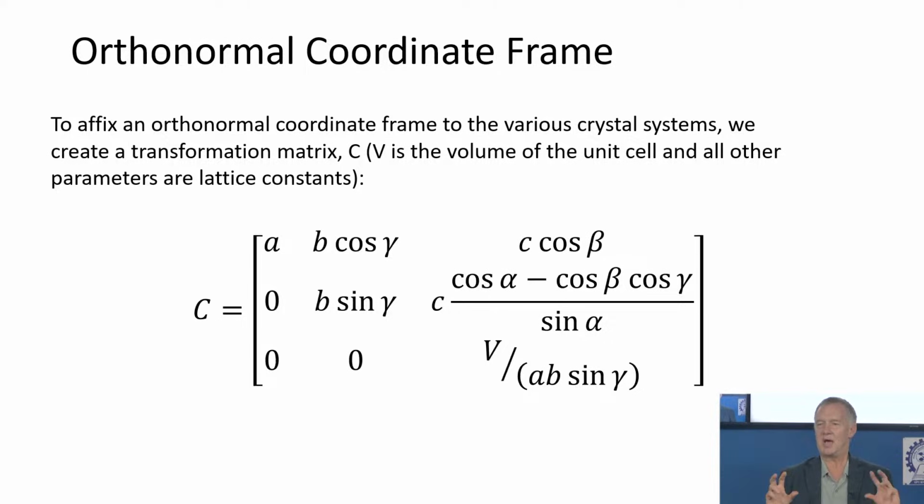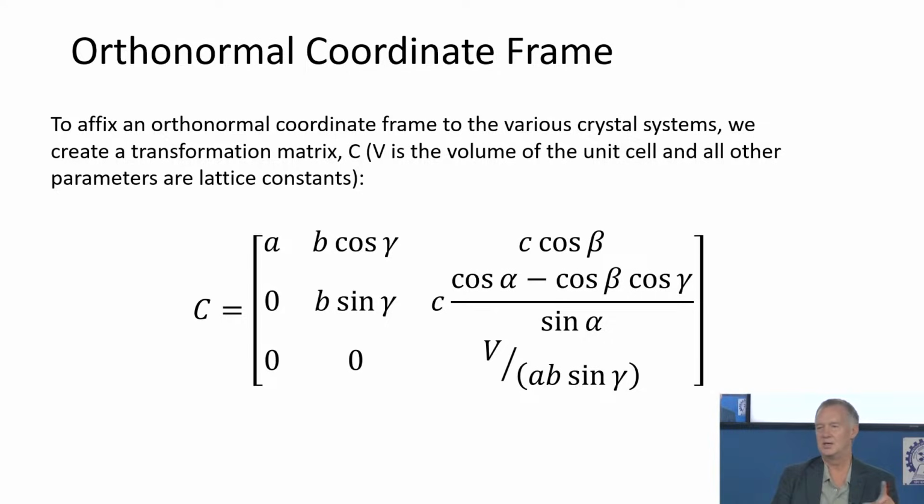If we are talking about texture, we have to rotate an orthonormal coordinate frame into coincidence with another orthonormal coordinate frame. We have a problem because only cubics have an orthonormal coordinate frame. So we have to transform all of our structures into an orthonormal frame. That's what this equation does. This is just a transformation matrix that will take your a, b, c, alpha, beta, gamma parameters and transform them into an orthonormal frame. And you can do this on your own.